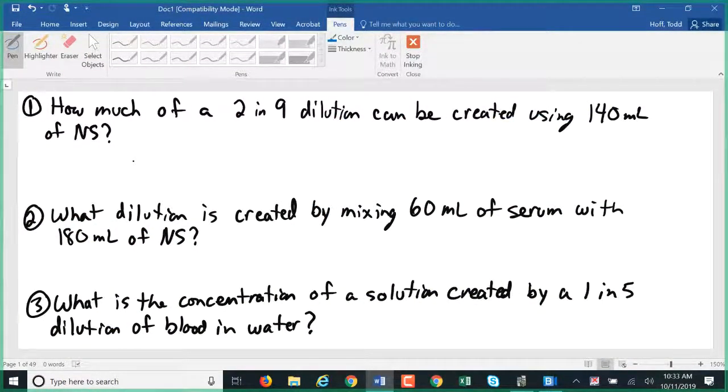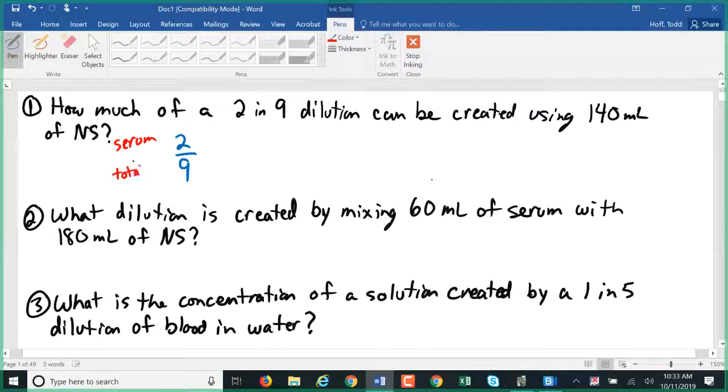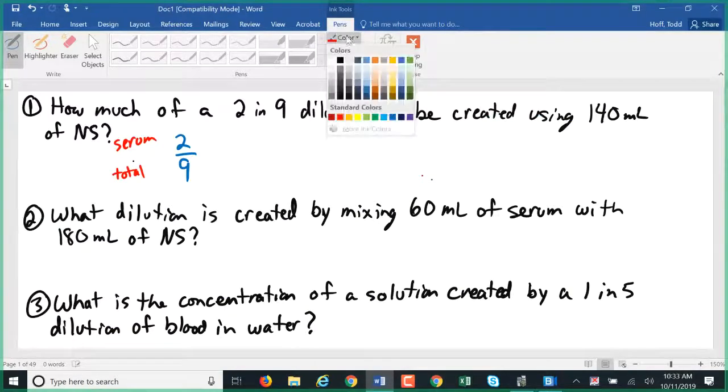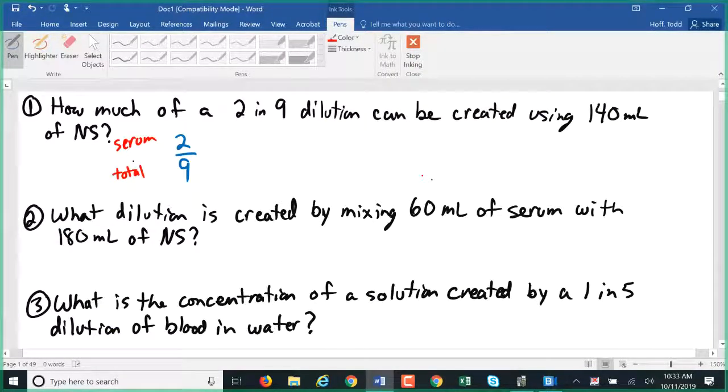So for number one, how much of a 2-in-9 dilution can be created with 140 milliliters of NS? So that 2-in-9 dilution is a 2-to-9 ratio. But remember, the 2 represents the serum, and the 9 represents the total solution. Neither one of those represents the saline, or the NS. So we need to rework that ratio.